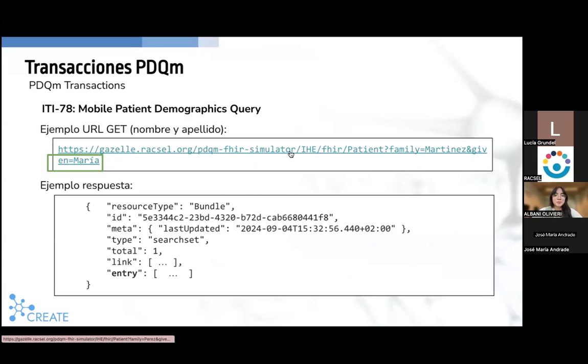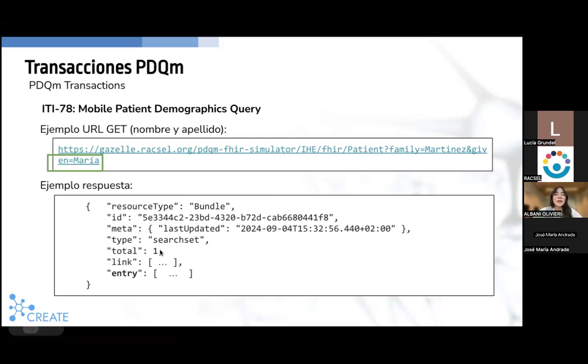And we see that firstly we have the endpoint that I showed you on the previous slide. Also the patient path, to communicate that we are looking for a patient resource. And here, in the parameters of the request, we will add the family name, the last name we are looking for, and the given, which is the first name.